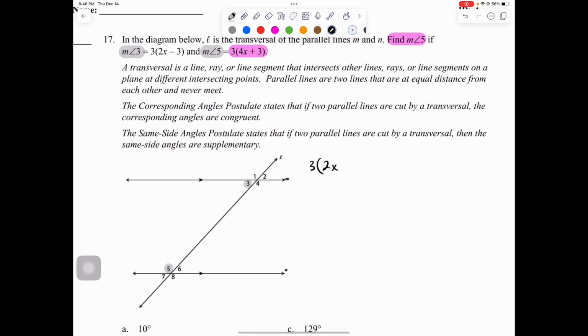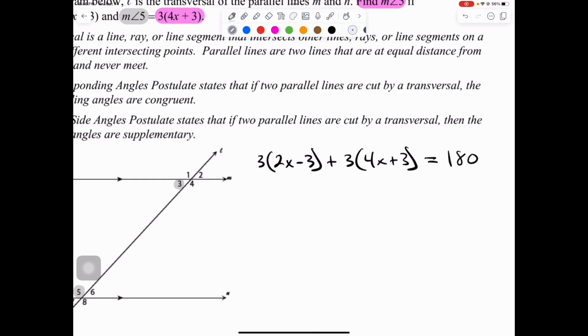3(2x minus 3), plus 3(4x plus 3). A lot of 3's. All right, set that equal to 180. And again, we have to distribute. 3 times 2x is 6x. 3 times negative 3 is negative 9. 3 times 4x is 12x. And 3 times 3 is 9.